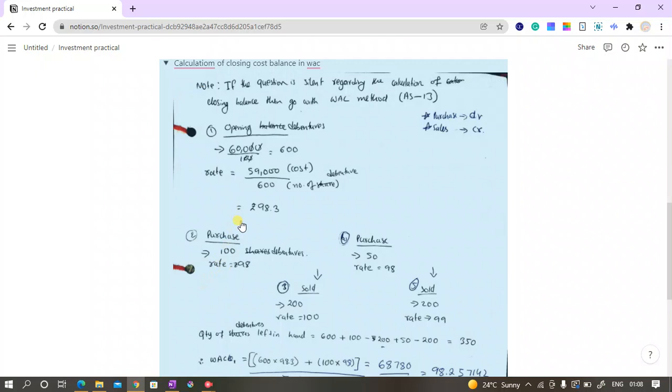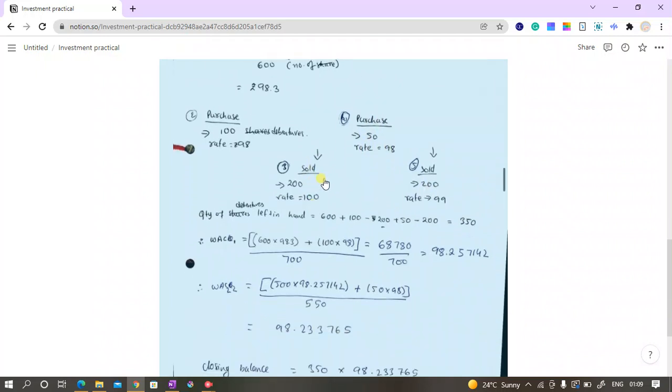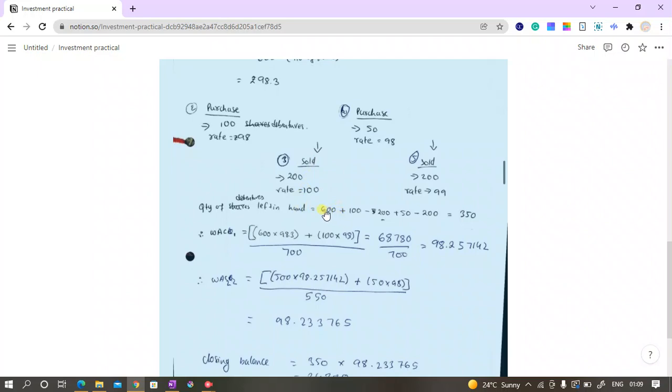Okay, next we have made a purchase of 100 debentures. If you check the question, I will put a screenshot below. So 100 debentures we got at the rate of rupees 98. Then again, number 3, we sold 200 debentures at the rate 100, and then we again made a purchase of 50 debentures at the rate 98, then again we sold 200.